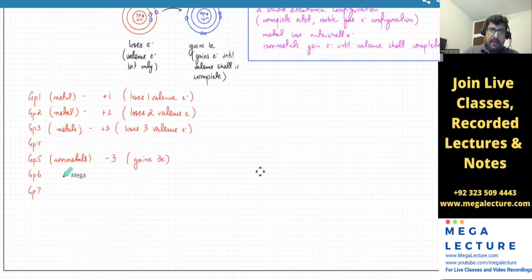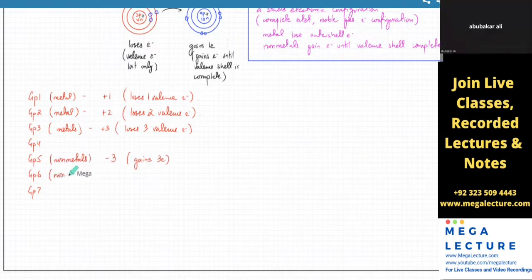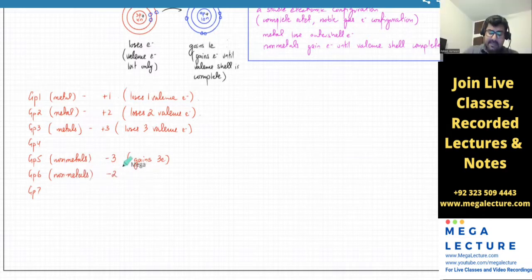Then group 6 would be, as a group 6 is going to be, what charge will it be? Sir, -2, sorry. -2. It already has 6 electrons, it's going to gain 2 electrons. And this one, group 7, is going to have, it's a non-metal as well. It's going to have a charge of -1 and it gains 1 electron.